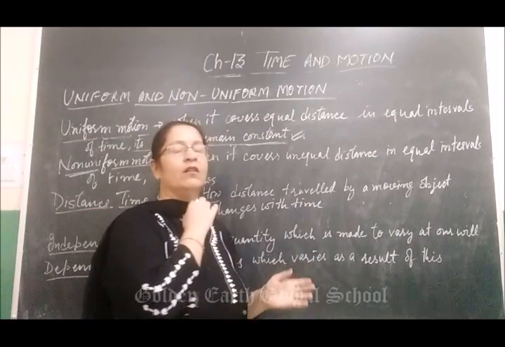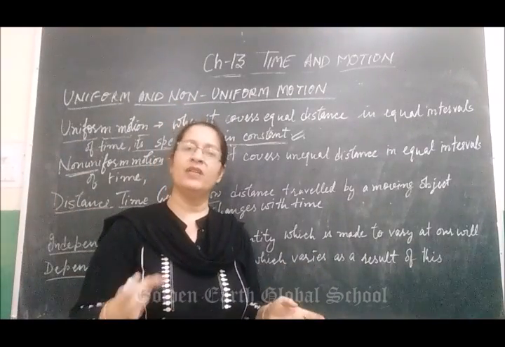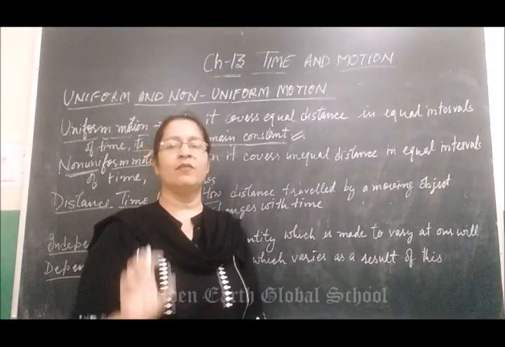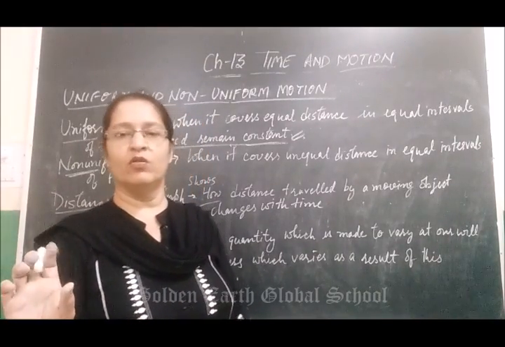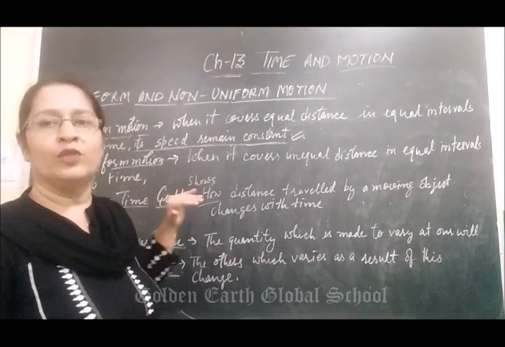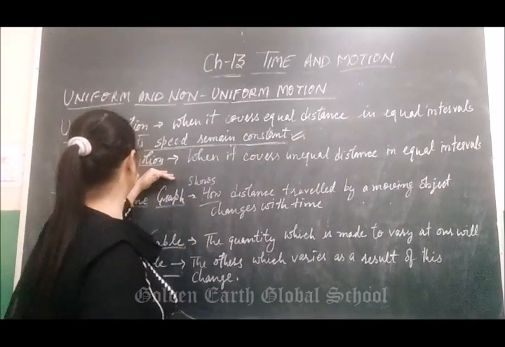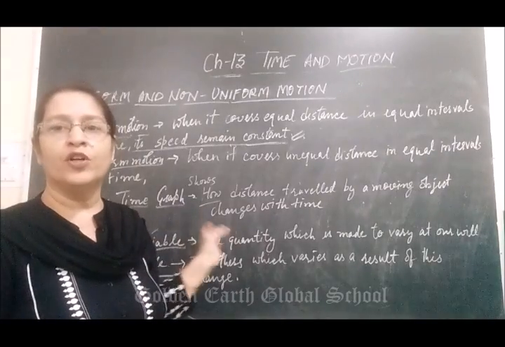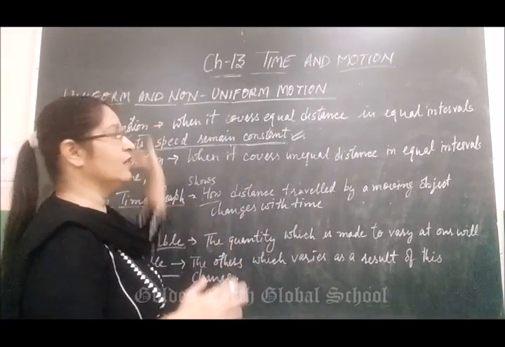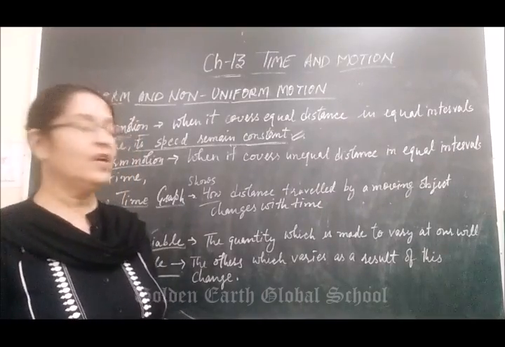Non-uniform motion means when a vehicle or car is moving on a busy road, its speed is varying. Sometimes it will slow down, sometimes it will go high. Then it is called a non-uniform motion. On a busy road, motion is always non-uniform. But uniform motion is when there is no busy road.